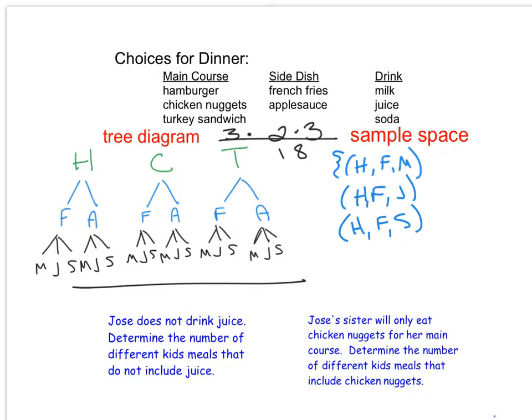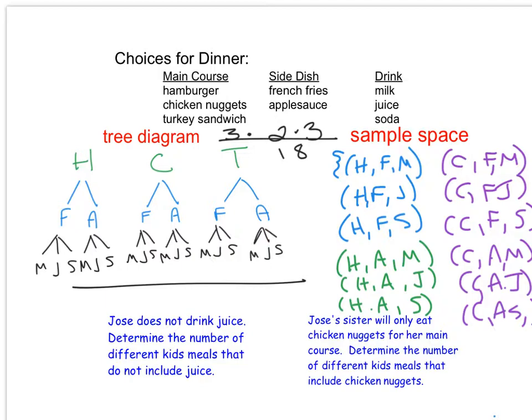Okay, so I'm going to do one more little set. So I'm going to do the ones where you could have hamburger, applesauce, and milk. Hamburger, applesauce, and juice. Hamburger, applesauce, and soda. So these are the possibilities from hamburger to applesauce, milk, juice. So take a second and fill in the rest of these for if you chose chicken nuggets and turkey sandwich.